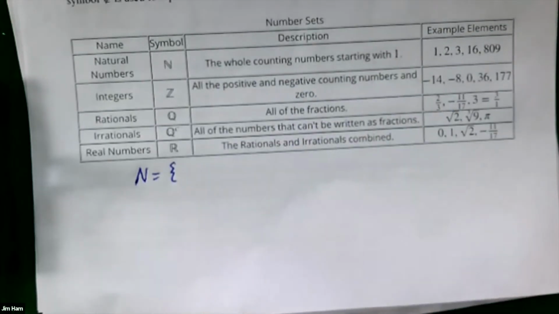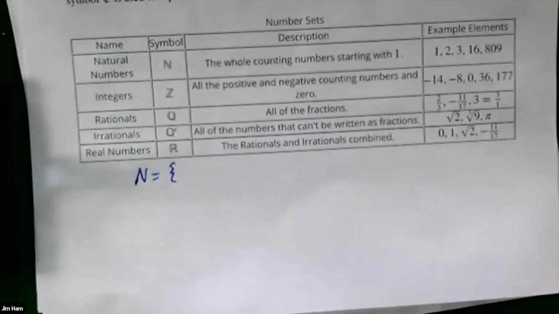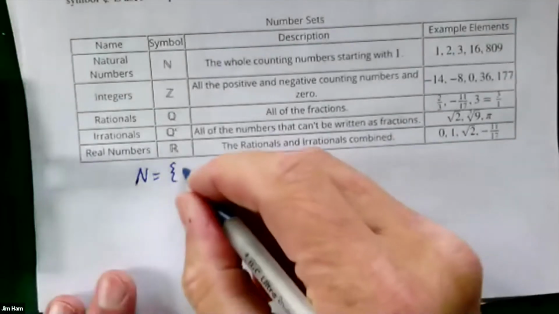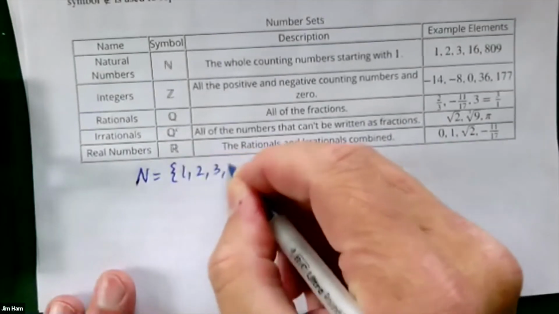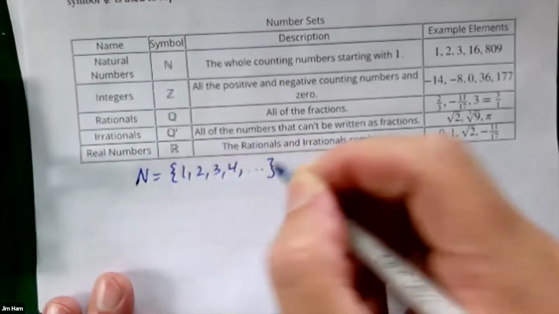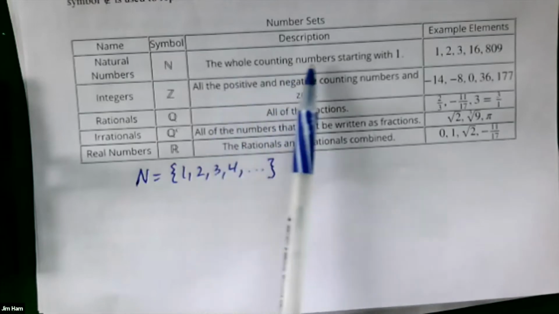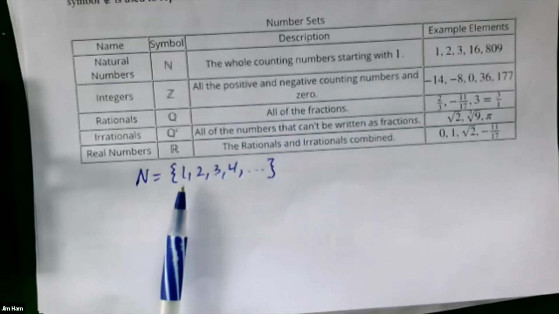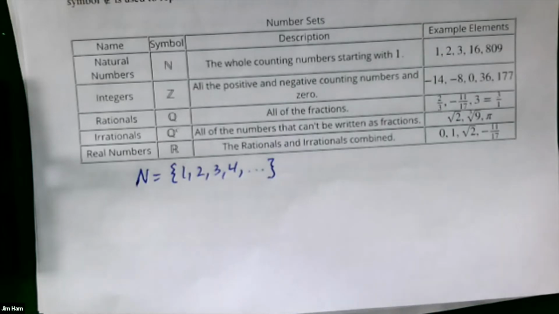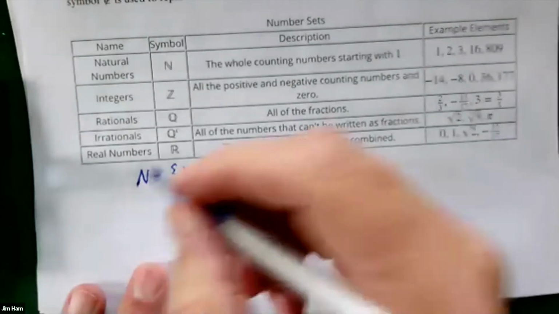The natural numbers are really the first set of numbers that children learn. It's the counting numbers. And when students count, they don't start with 0, they start with 1, 1, 2, 3, and so on. So the natural numbers are these, and it goes on forever. We say that this is an infinite set because the numbers go on forever and ever. The whole counting numbers starting with 1, that's the set N. And you'll see where these come in when we start doing some problems a little bit later.